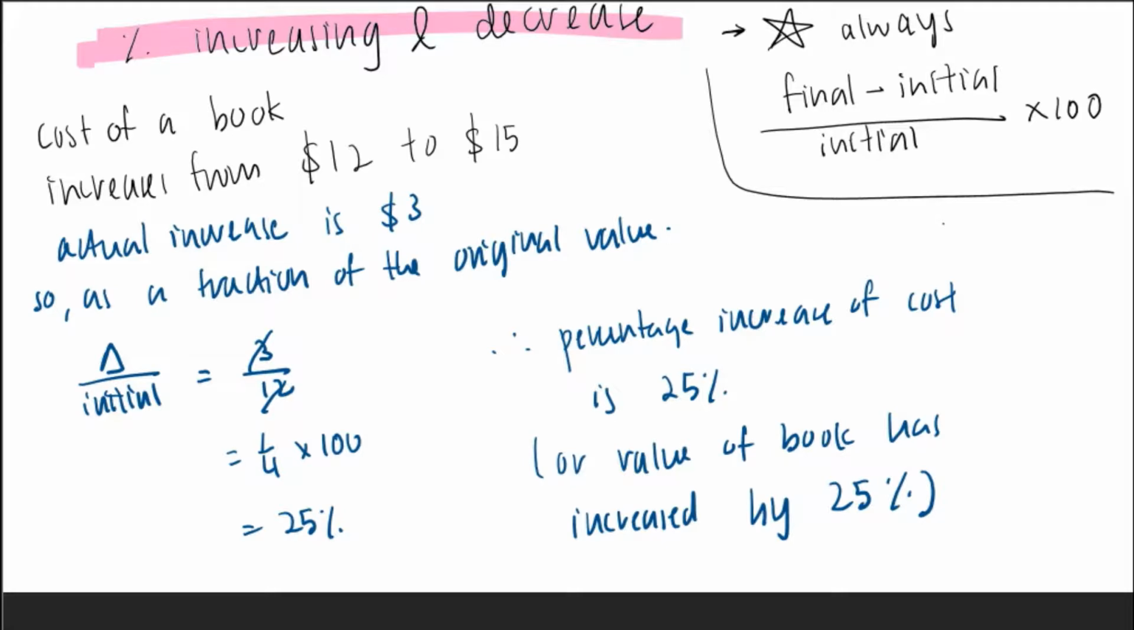So the cost of a book increases from $12 to $15. The actual increase of the value is $3. So as a fraction of the original value, the difference, final minus initial, over the initial is 3 over 12. So simplify it into 1 over 4, times 100 gives you 25%. Therefore, the percentage increase of the cost is 25%. Or to put it another way, the value of the book has increased by 25%.